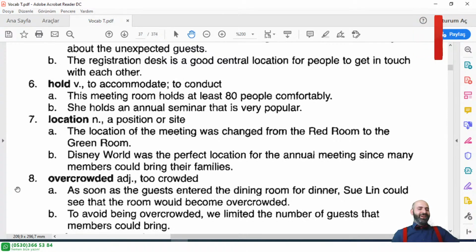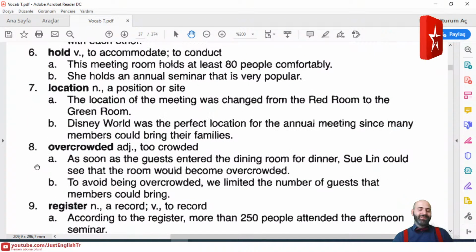Ramazan's family is overcrowded. How many people do you have in your family, Ramazan? 2 people, 3, 4, 10? I would not use overcrowded for 15 people. Wow, it's a lot. But I would not use overcrowded for family. It's about, I guess, attitude.